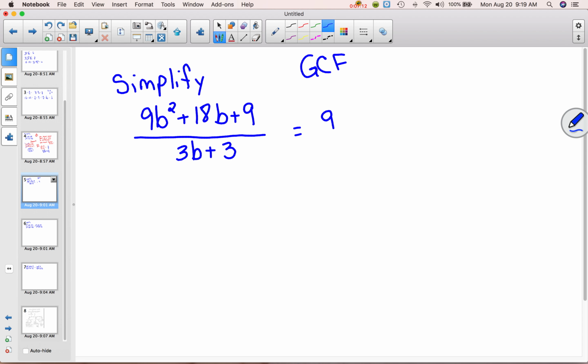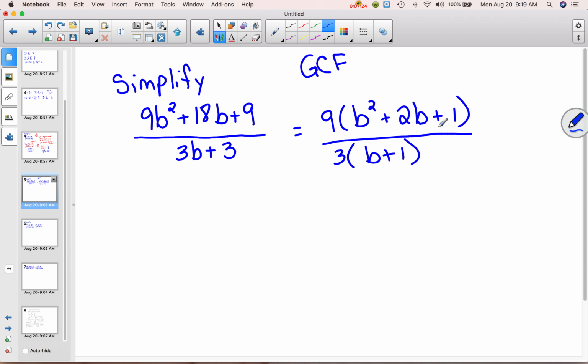So when I do that, I get b squared plus 2b plus 1. And my denominator, I can factor out a 3, and I get b plus 1. Now notice I've got a 9 and a 3. I can simplify that. Okay. Now, I might be able to do something more here, so I'm actually going to factor this. I still need the 3.